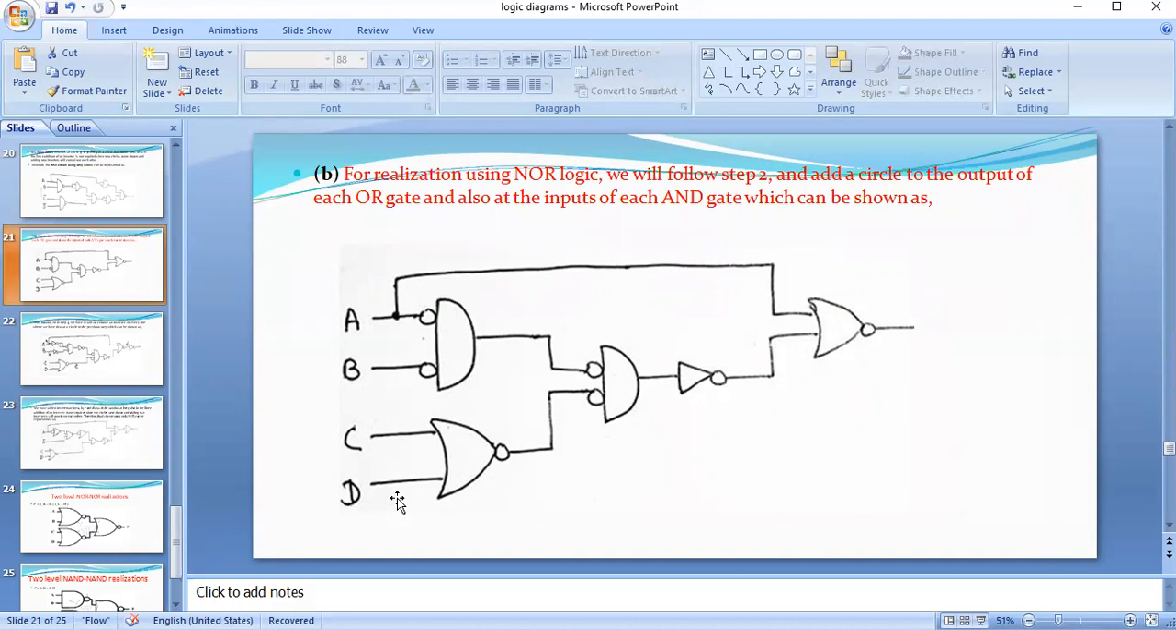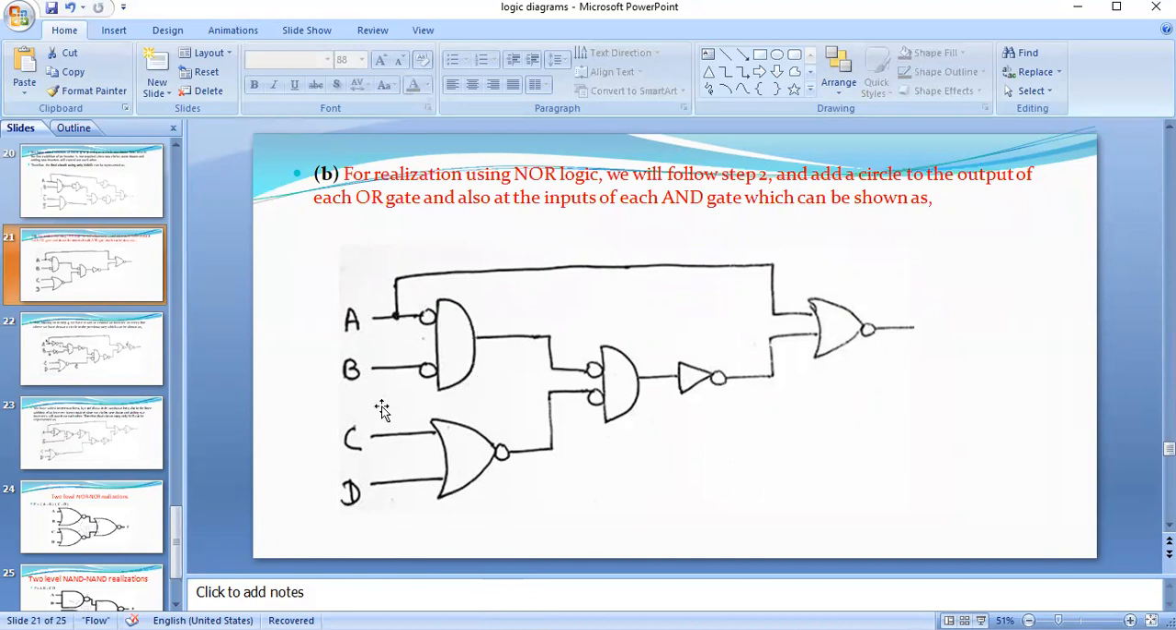So if you want to implement the given function using NOR logic, what we have to do is place a bubble at the output of each OR gate and at the input of each AND gate. See here, I'm placing a bubble at the output of each OR gate and at the input of each AND gate.